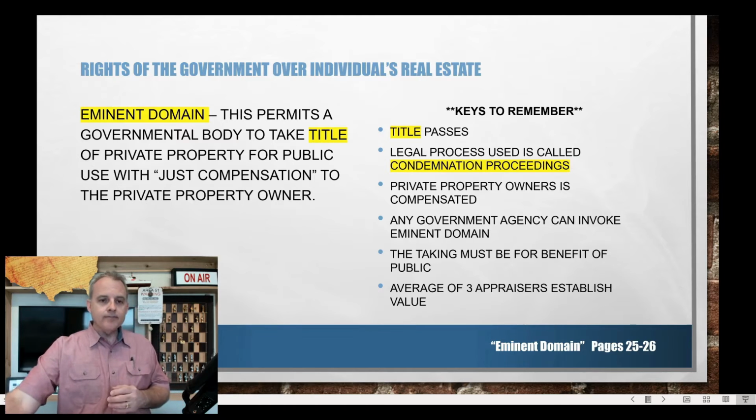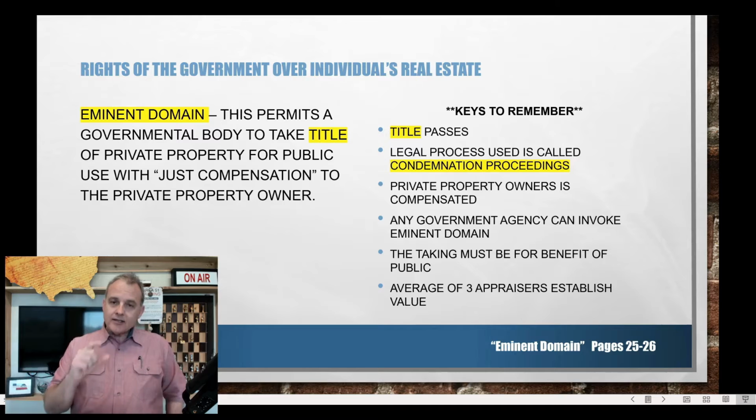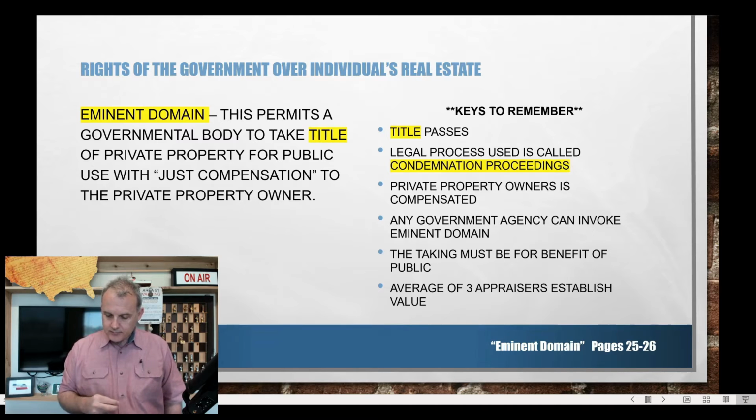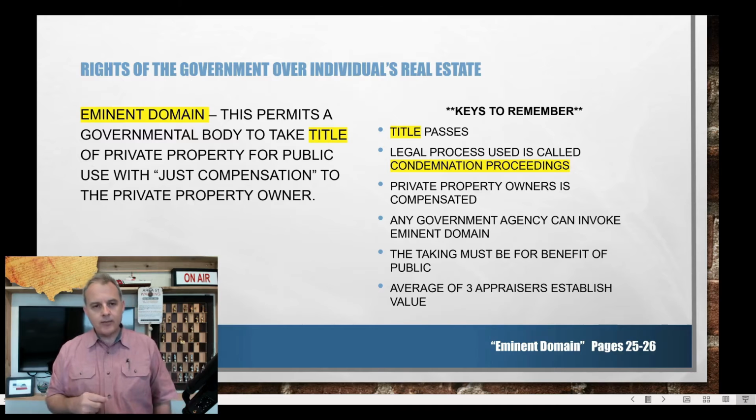Eminent domain. That's one of the E's in PETE, okay? Eminent domain, and we're on page 25 here, and you probably need to highlight that first little paragraph there. It says the right of eminent domain permits the government to take private property for public use with just compensation to the owner. The act of taking property is accomplished through the process of condemnation. So they actually condemn the property.